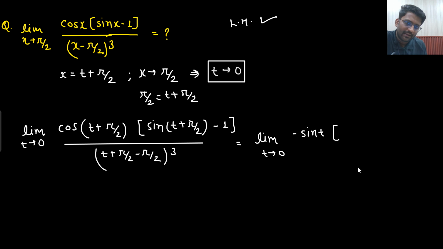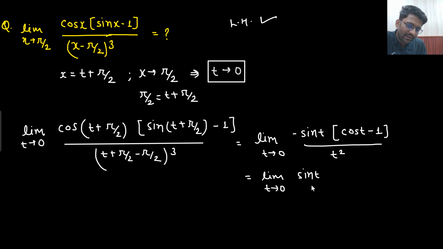Right? And here sin(pi/2 + theta) will also be in the second quadrant. In the second quadrant, sin is positive. So this will become (cos t - 1) divided by t cube. Right? T cube. Now what you can see? Limit t tending to 0. This minus sign I can take inside.